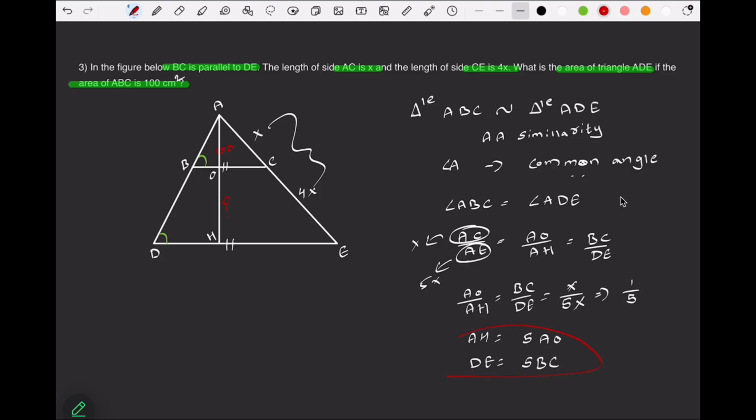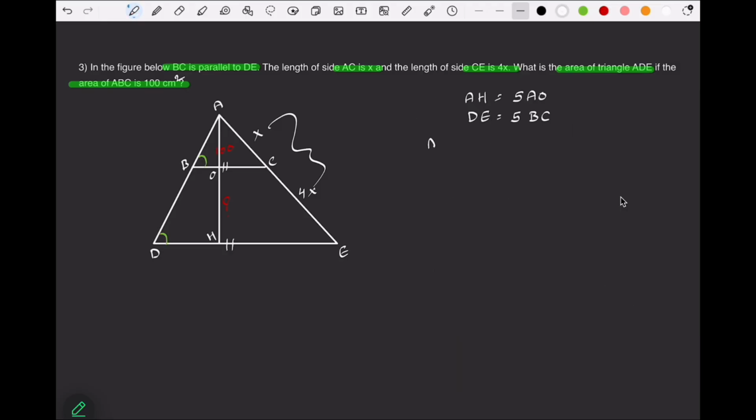These findings are very important as these are useful to find the area of triangle ADE. The area of triangle formula is half times base times height. In the question it is given the area of triangle ABC is 100. So 100 equals half times base, which is BC, and height, which is AO. Let's write the area of triangle formula for triangle ADE, that is half times DE times AH.